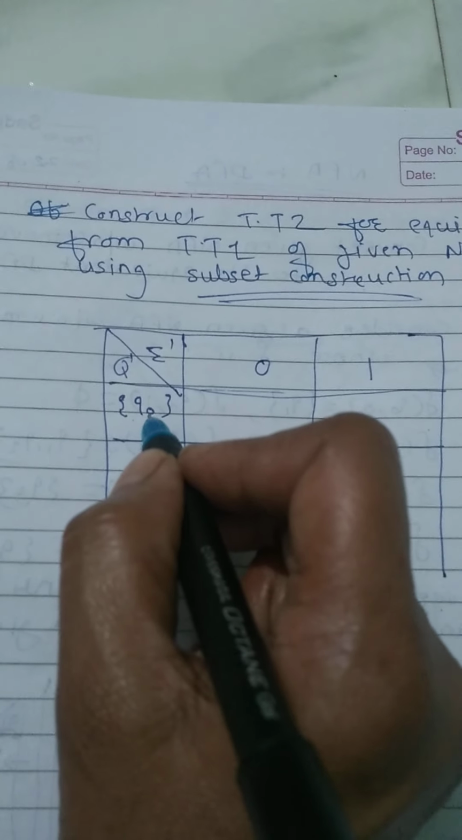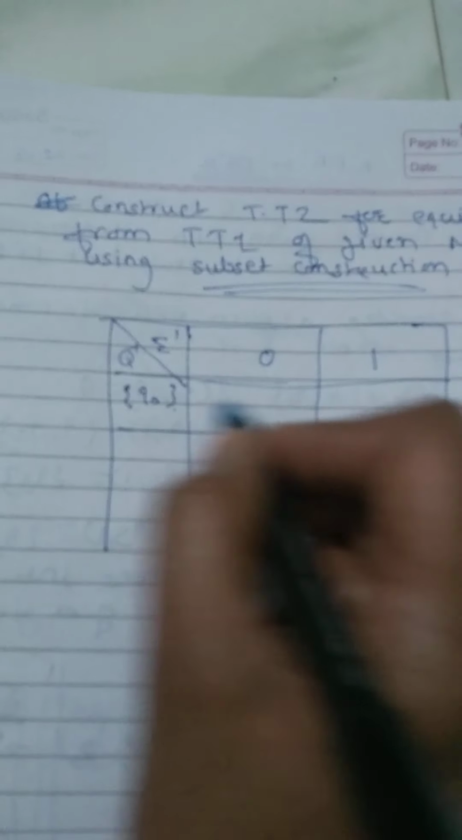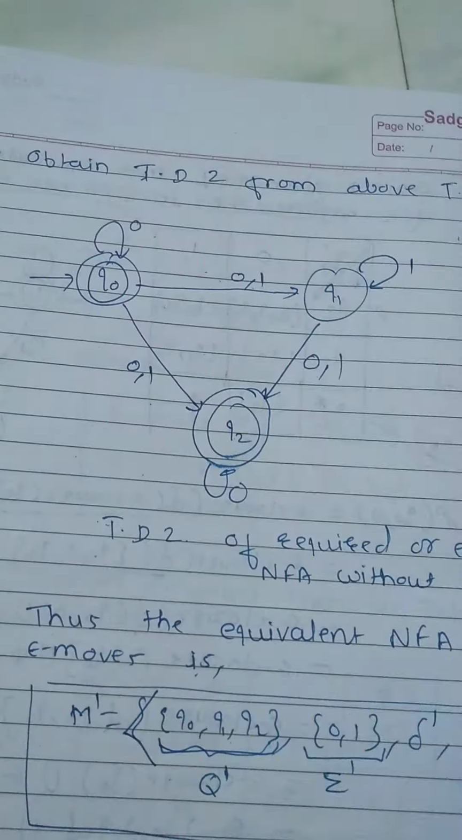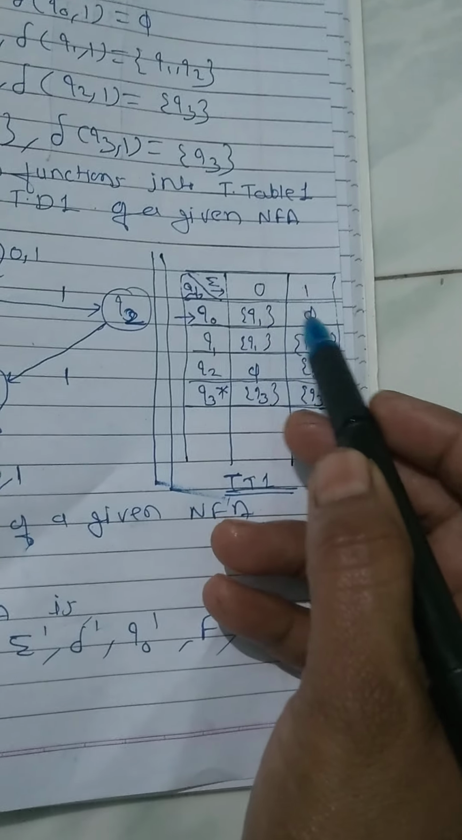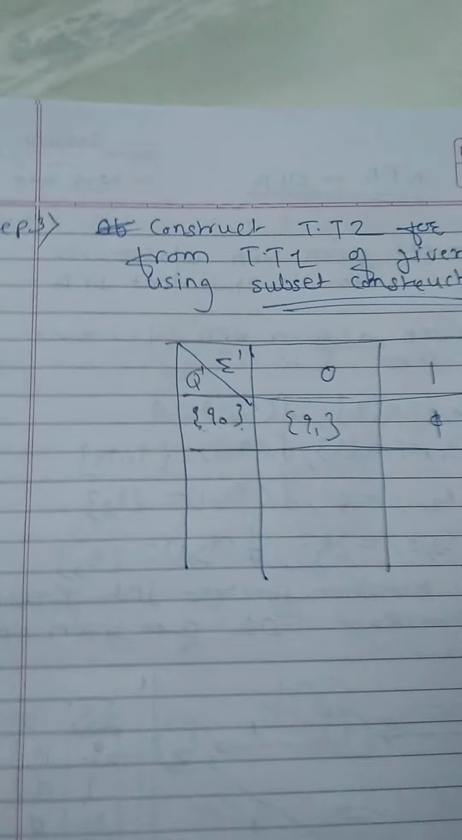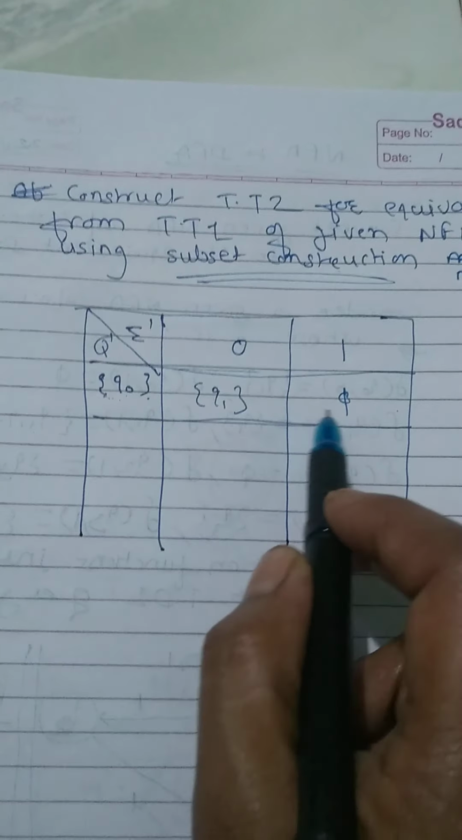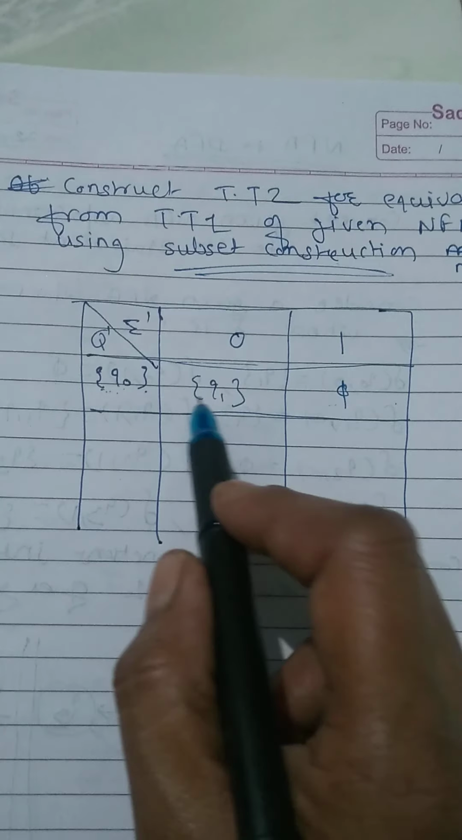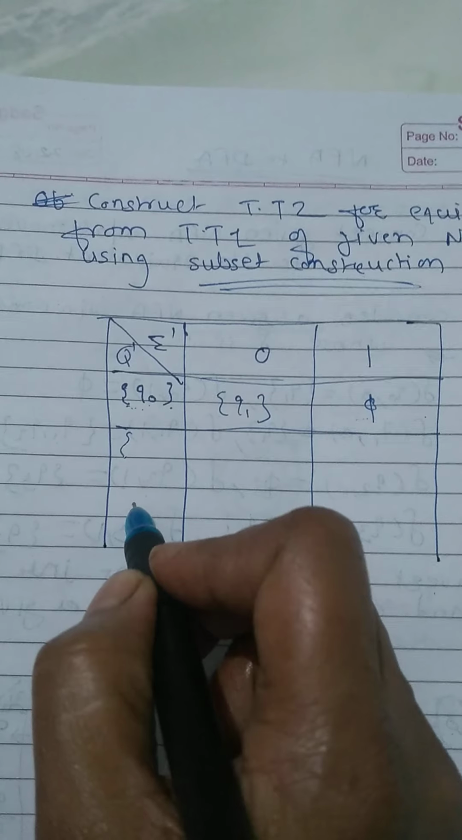As there is only one member in the set, we can copy the row as it is from the previous table. What the previous table contains in the row Q0 is Q1, phi. Let's copy Q1, phi here. From this subset we added two new subsets, and these two new subsets become the states of the equivalent DFA.